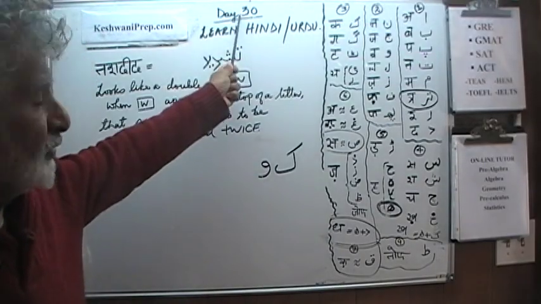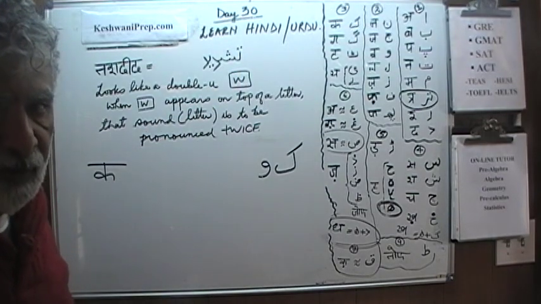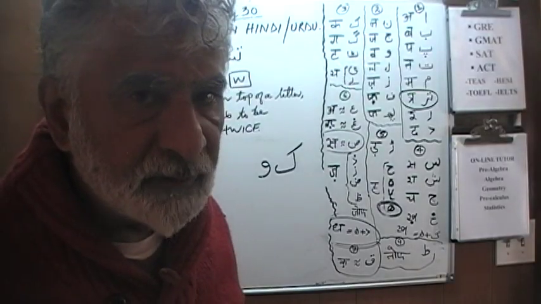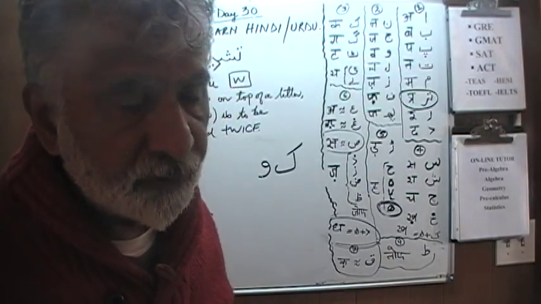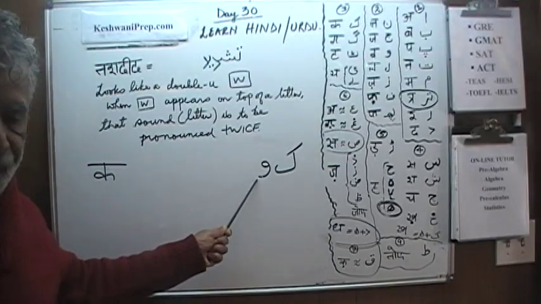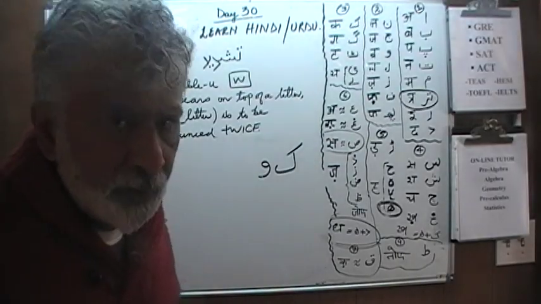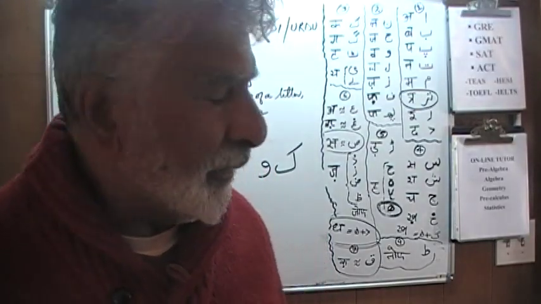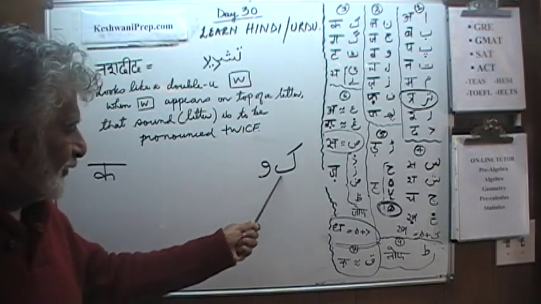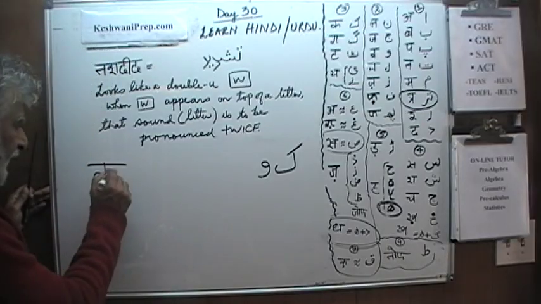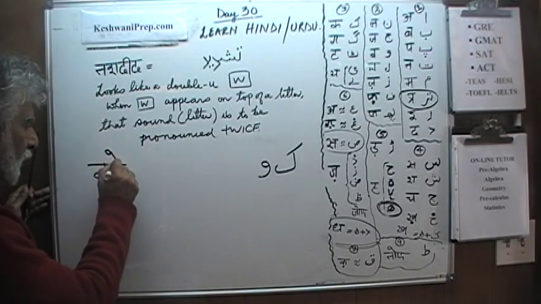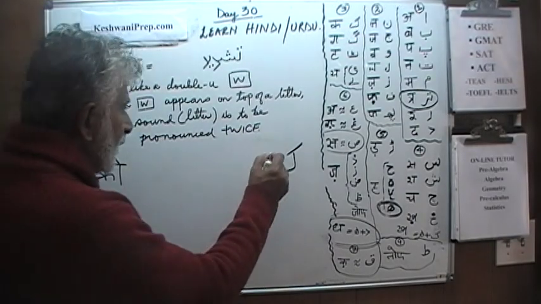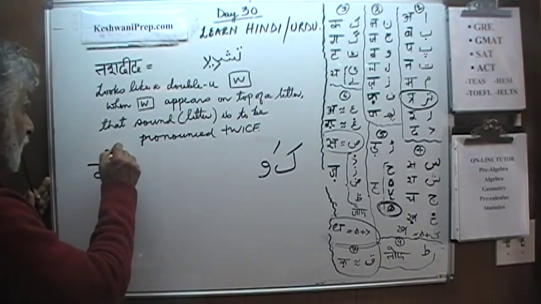It's important that you watch these videos in proper sequence, because I take it for granted that if you're watching day number 30, you already understand the concepts covered in the previous 29 days. This is called vav. You already know, it acts as the O ki matra. So if we stop right here, this reads ko. If you want the badi O ki matra, we put a zabar on top of the ka, and now it becomes ko.